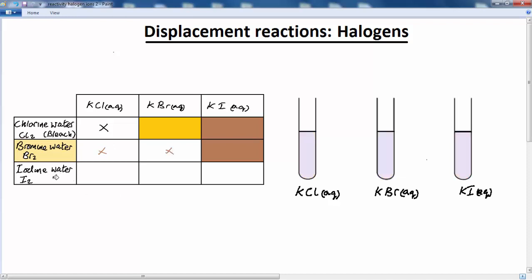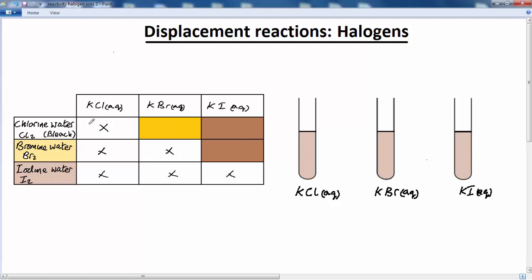And finally we're going to add iodine water to each solution, and again this is a lighter brown sort of colour. When we add that to the potassium chloride, no obvious reaction takes place, the colour remains unchanged. The same with potassium bromide, no reaction, and also with potassium iodide, no reaction takes place. So we have no reaction for all three.